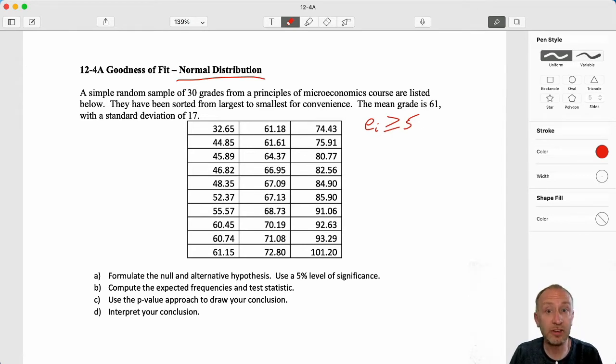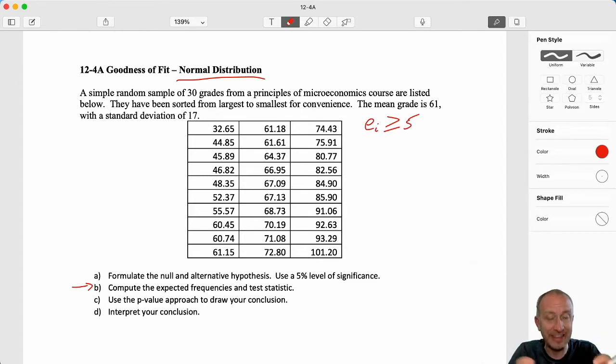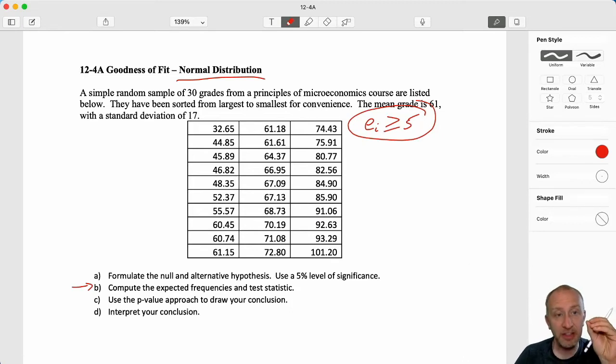So what we're going to do, not yet, but what we're going to do when we get here is we're going to set up intervals so that the expected frequency, the expected number of observations in each interval, is going to be 5. That meets this requirement for this chi-squared test to work, and that gives us our expected frequency that then allows us to obtain our observed frequencies. So let's get into this, and then we'll talk about it as we go.